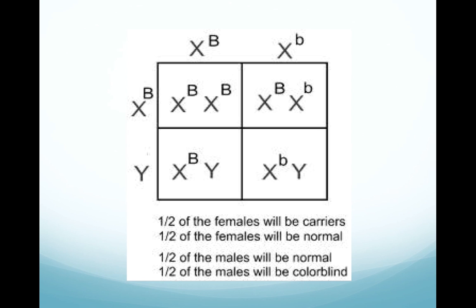Of the males in this Punnett square, half will be genotypically and phenotypically normal. The other half will have the disease, whether that's something as minor as color blindness or something as major as hemophilia that could actually shorten their lifespan. So 1 out of the 4 children will actually manifest the disease. 1 out of the 4 is a carrier for the disease, and then the other 2 out of the 4 are normal.